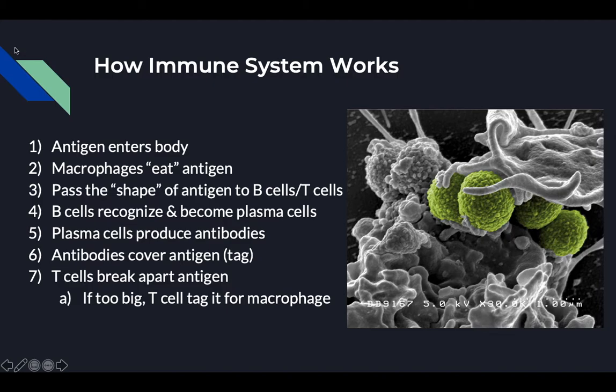B cells become plasma cells to produce antibodies. Antibodies cover the antigen, they tag the antigen, and then the T cell will break apart any antigen that has been tagged. If it's too big, the T cell will tag it, and then a macrophage will engulf it.